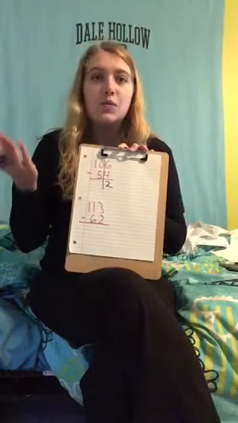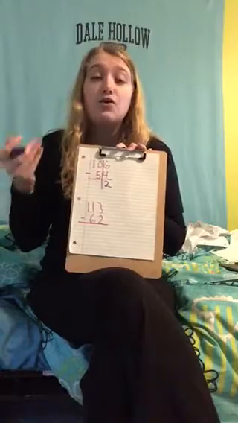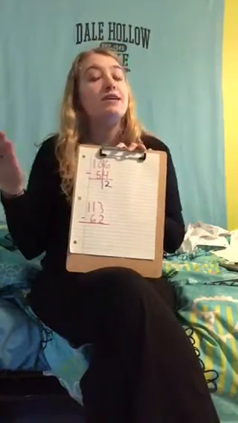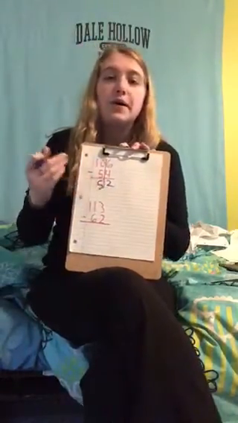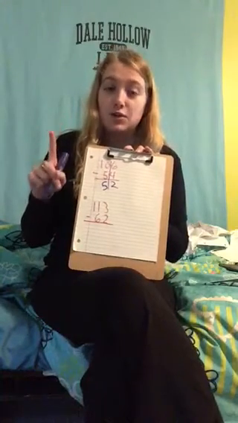Well, I know what 10 minus 5 is because I know what 5 plus 5 is. 5 plus 5 is 10, so 10 minus 5 is 5. So I'm going to write that. So my answer is 52. But I want to make sure to check this one because this is really new.